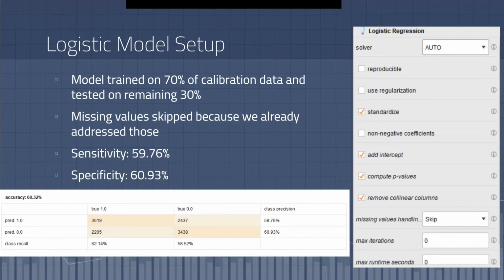For this model, as you can see, the accuracy was 60.32%, and this is from the performance operator that we put in that tested on the remaining 30% of the data. And the sensitivity was 59.76% and specificity was 60.93%, which basically tells you how good it is at distinguishing between type 1 and type 2 errors.